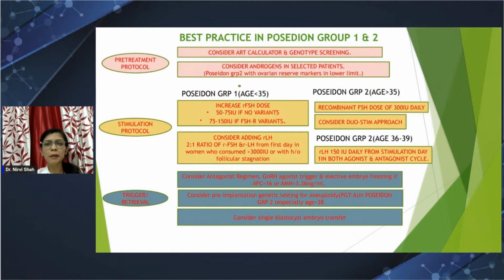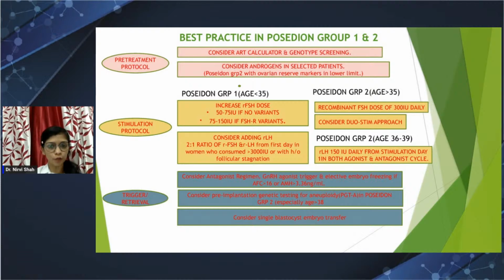Now, rLH can be added again here in group 2 also, from day one of the cycle in an agonist as well as an antagonist cycle. So rLH does have a role, especially in group 2. Now, regarding the trigger, in an agonist cycle we give an HCG trigger. In an antagonist cycle, we can give HCG or a GnRH agonist trigger. And then we do elective embryo freezing if the AFC is more than 16 to prevent OHSS.